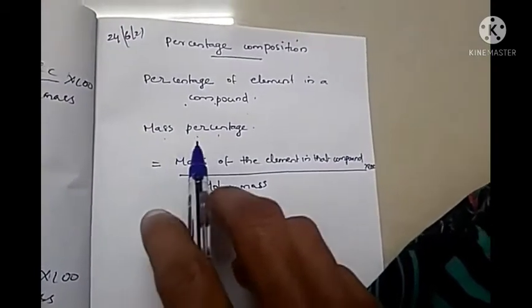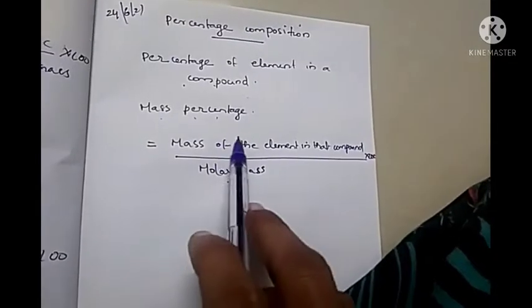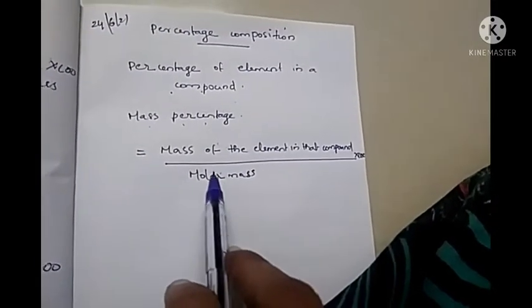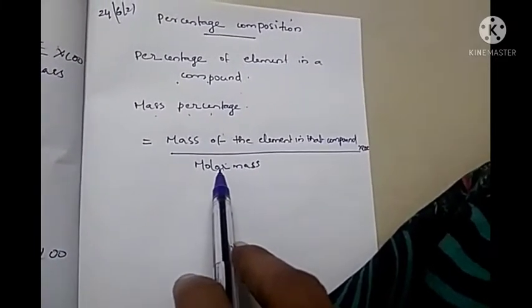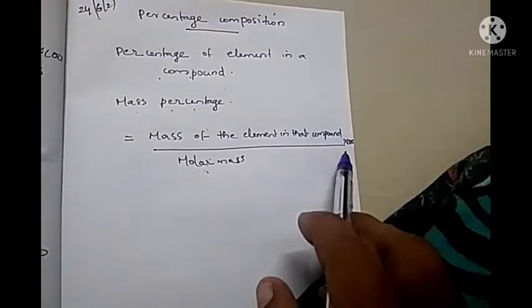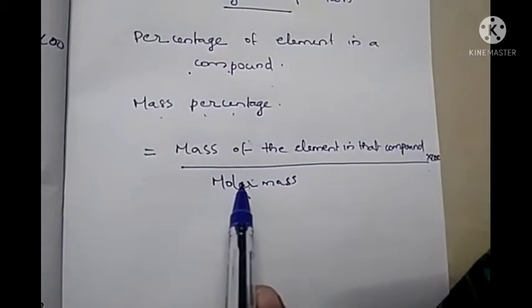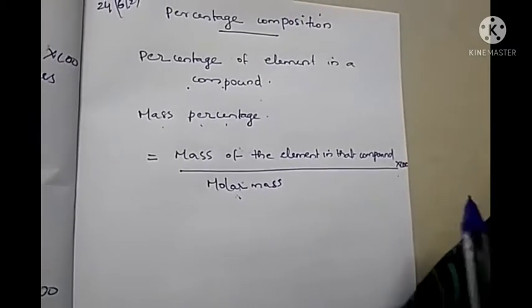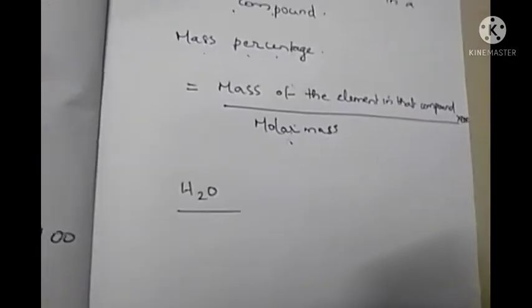So like that, the percentage of an element in a compound can also be calculated using the formula: mass of that element in that compound divided by total mass of that compound, that is its molecular mass or molar mass, into 100. Mass of that element in that compound divided by molar mass into 100. This is the formula to calculate the mass percentage. So we can study some examples.